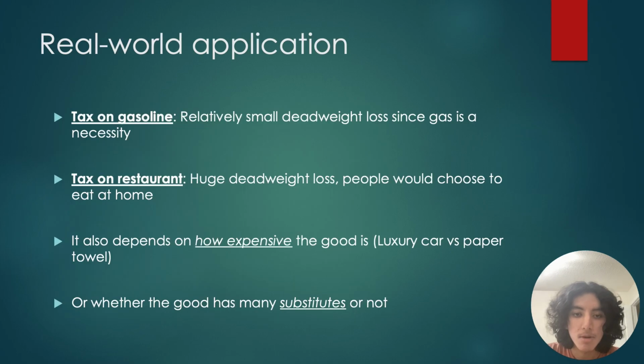Now, an example that we can take a look at to understand whether the size of a deadweight loss can be small or large is looking at a tax on gasoline versus a restaurant. So if there's a tax on gasoline, people are still gonna purchase gasoline. It's not like they're gonna stop buying gasoline because it's a necessity, versus a tax on restaurants where the deadweight loss can be really, really big. People would just go to some other restaurant or prefer to cook dinner at home.